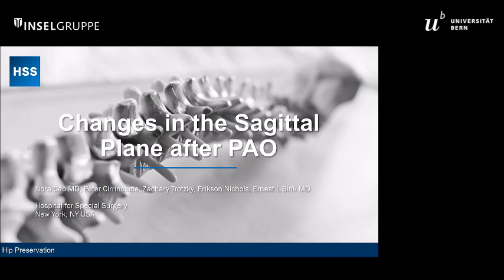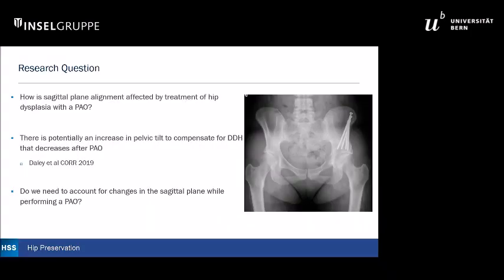So I'm going to talk about changes in sagittal plane alignment after the PAO. The question we wanted to answer is, how is the sagittal plane alignment, the lumbar spine, the pelvis, affected by treatment of hip dysplasia with a PAO? We do know that perhaps there's an increase in pelvic tilt or forward tilt to compensate for DDH in certain patients, and this may decrease after the PAO. So do we need to account for changes in the sagittal plane while performing the PAO or with our correction?